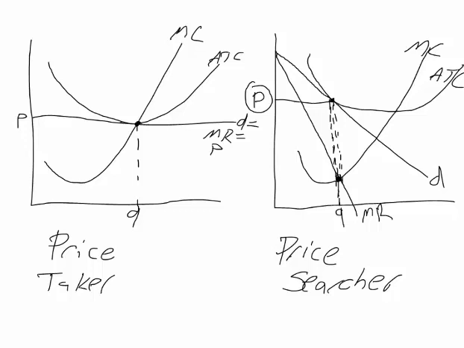A second way they're different: for a price searcher in equilibrium, the price per unit is greater than the marginal revenue per unit. With a price taker, that's not the case. With the price taker in equilibrium, the price per unit equals the marginal revenue per unit. Lastly, one other difference. A price taker in equilibrium produces at the minimum point on the average total cost curve, whereas a price searcher, as we see from this graph, does not produce at the minimum point of the average total cost curve.